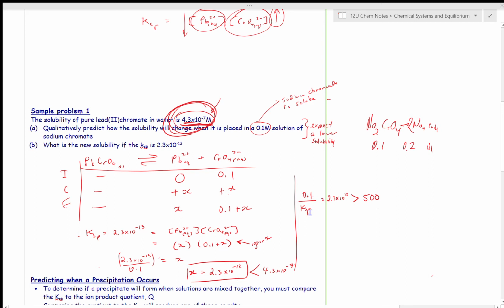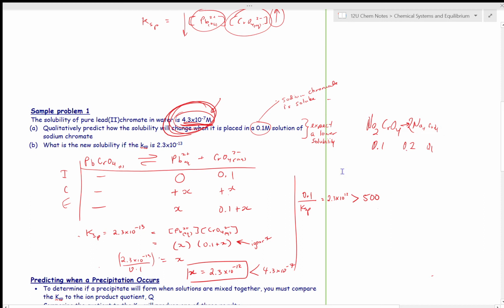So you can actually zoom forward and go back a little bit to your other problems and solve them much faster than using the quadratic formula if you use this simple check. So it's 0.1, or whatever's in the bracket with the x, divided by the K value. In this case it's a KSP, so we're going to divide it by the KSP. So 0.1 over the KSP is equal to 2.3 times 10 to the power of 12. This number is absolutely massive.